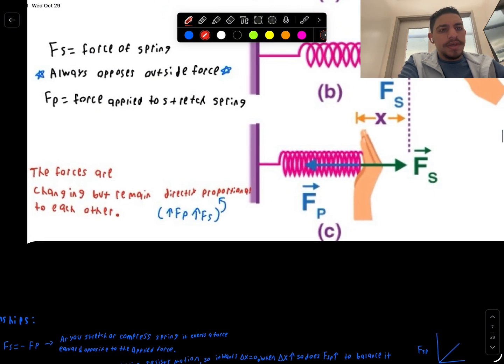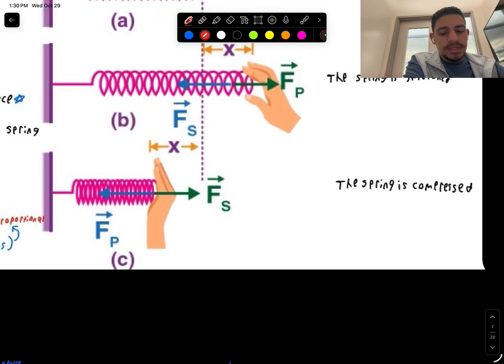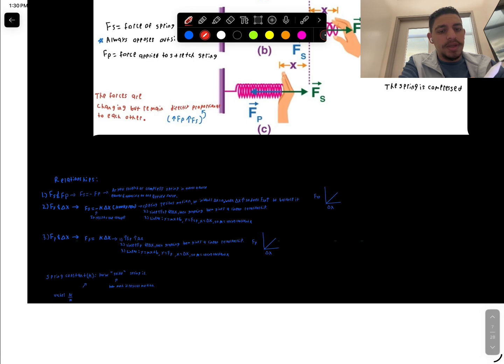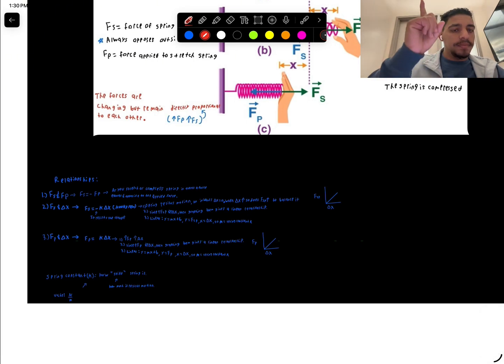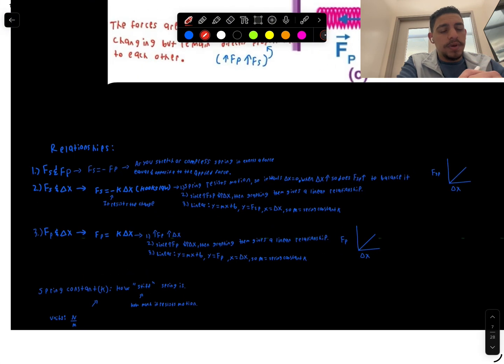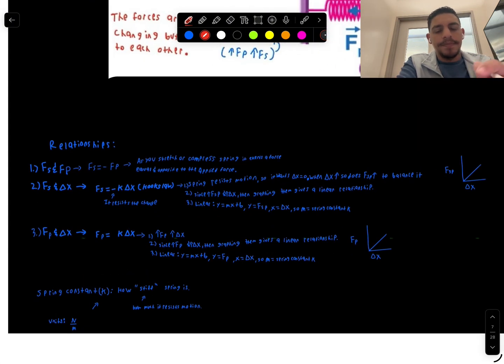What you see though is that they're directly proportional. They're both changing, but they're always with respect to each other, right? And so what you can see here is that because of this proportionality, meaning that as the force of the pushing or pulling goes up, the force of the spring also goes up in the opposite direction. And since they both increase, what you get is a few interesting relationships here, right?